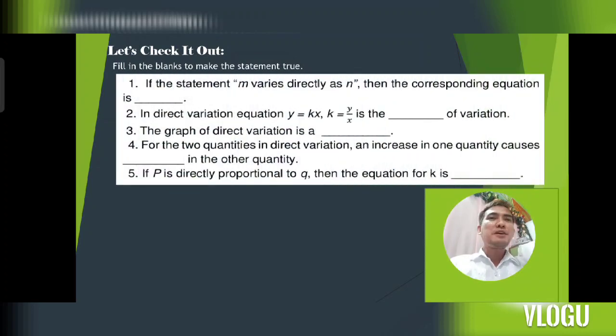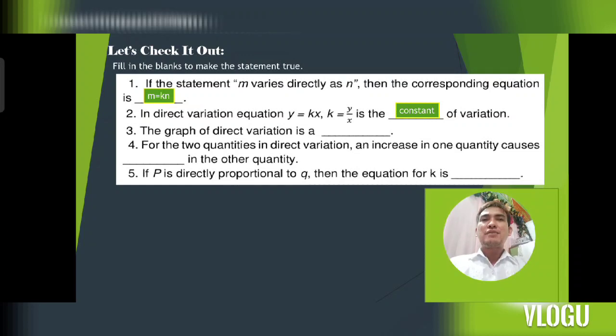We have here, fill in the blanks to make the statement true. Number 1. If the statement is m varies directly as n, then the corresponding equation would be m is equal to kn. Number 2. In direct variation equation, y is equal to kx, where k is equal to y over x, is the blank of variation. Well, of course, that is the constant of variation.